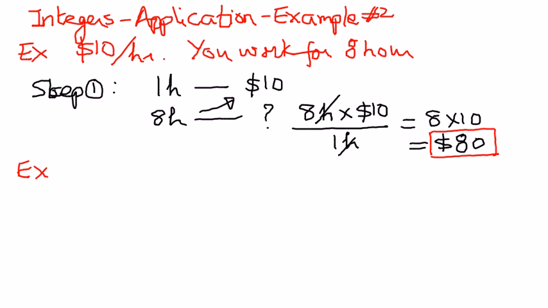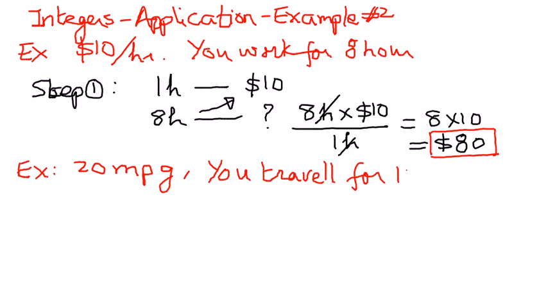Let's say your car gives you 20 miles per gallon. MPG means miles per gallon. If you travel for 100 miles, how many gallons of gas will you require to travel these 100 miles?